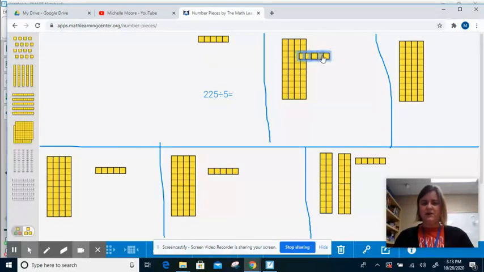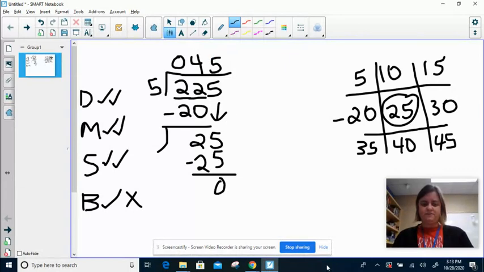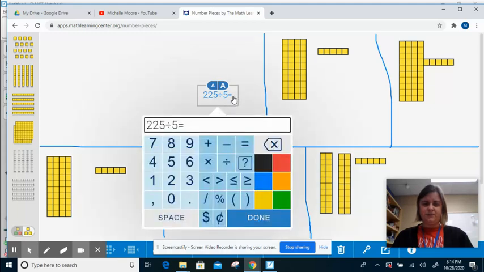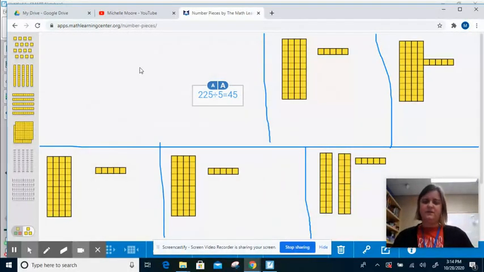All right, we're going to grab 5 to this group and drag 5 to the last group. All right, so does our model with our base 10 blocks support our standard algorithm? We said the answer on the standard algorithm was 45. So let's see. There are 4 10s, which would be 40, and 5 1s, which would be 45. So indeed, the two match up. So we're going to put 45 right here, and we are done. Okay, that is how we complete the problems for today.